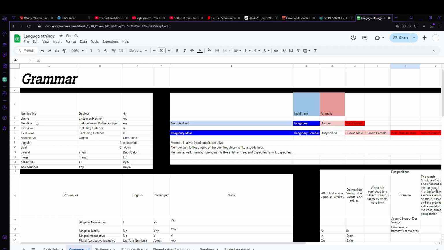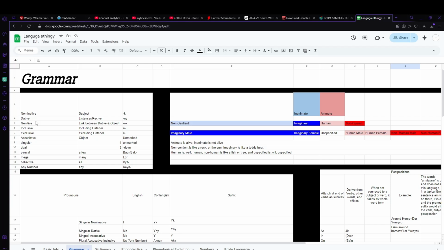Then we have the inclusive and exclusive cases, which are just saying, well, it's the difference between me going up to my mom and saying, hey, we just won the lottery. I'm talking about me and her just won the lottery, or me and Kai just won the lottery. I don't know. You tell me. And exclusive as well. I already told you.